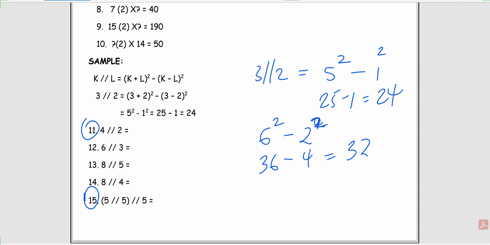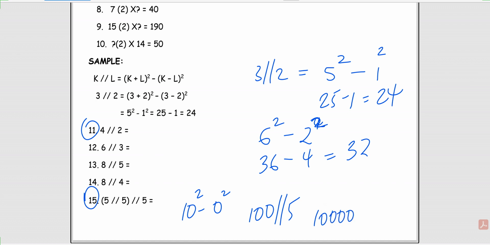Okay, and for the last one, you have 5 plus 5, which is 10 squared. 5 minus 5, which is 0 squared. 10 squared is 100 minus 0, that will give you 100. So you now do 105. 100 squared will give you 10,000.